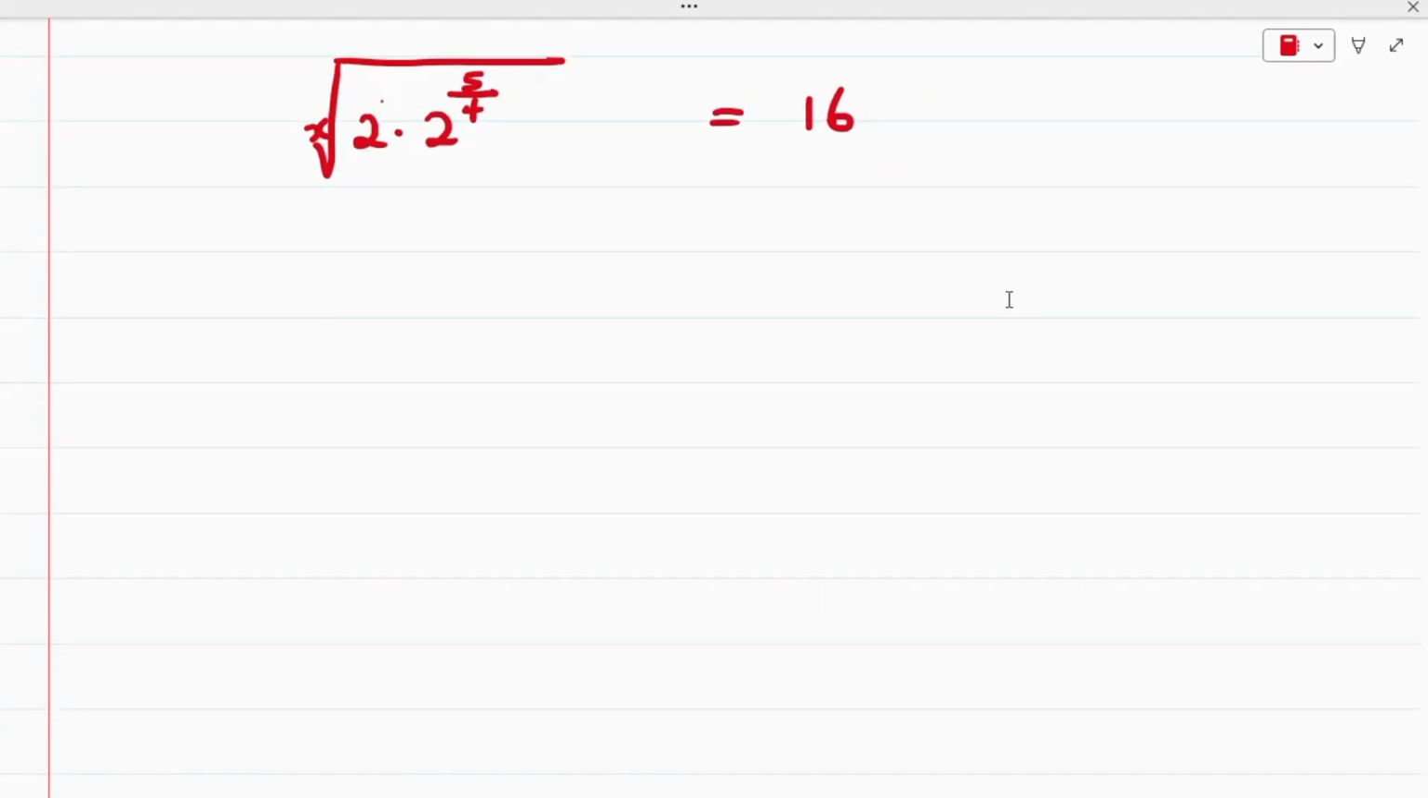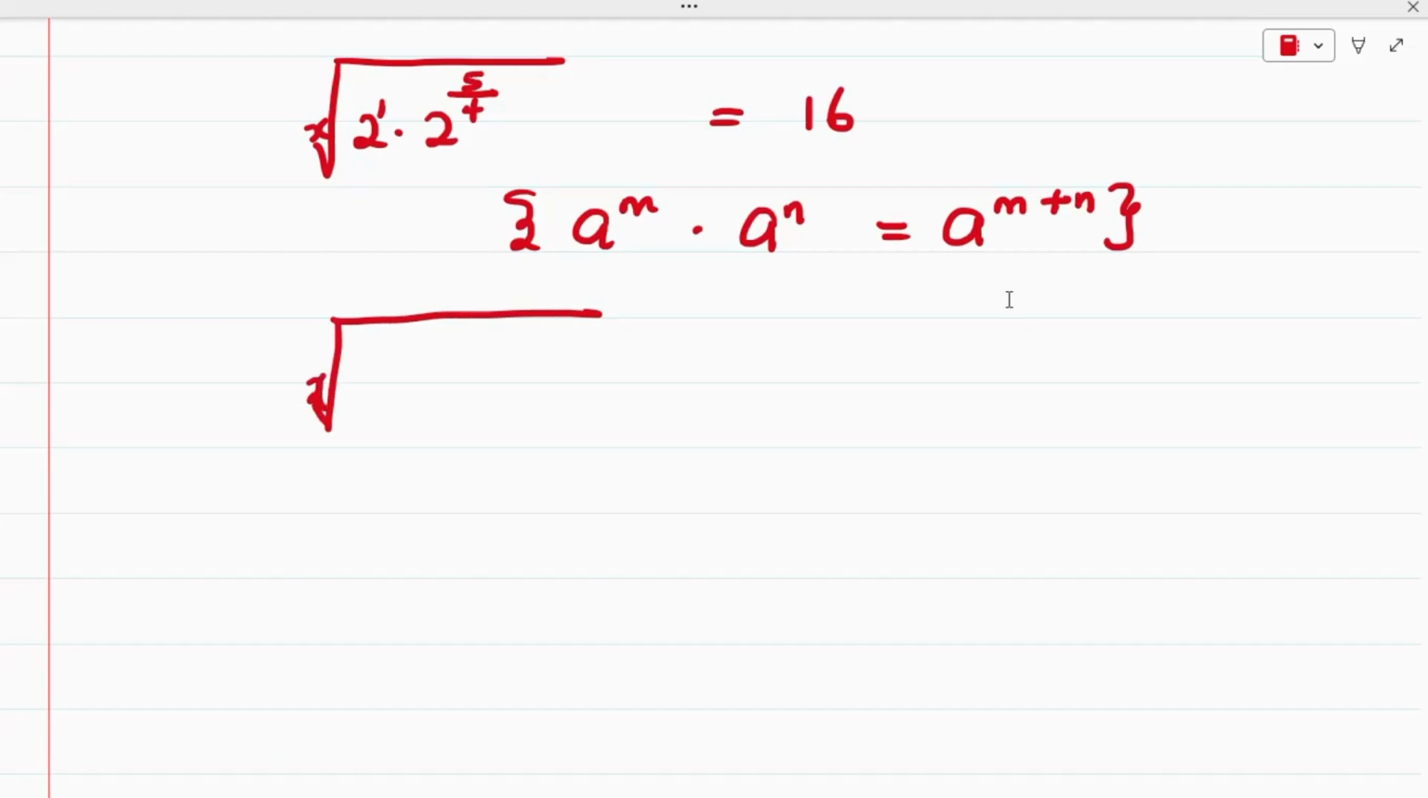Alright, so here we know that this is raised to the power of 1, and if we apply the property that says a raised to the power of m multiplied by a raised to the power of n is equal to a raised to the power of m plus n, right? So applying this, we have the x root of 2 raised to the power of 1 plus 5 over 4, and this is equal to 16.